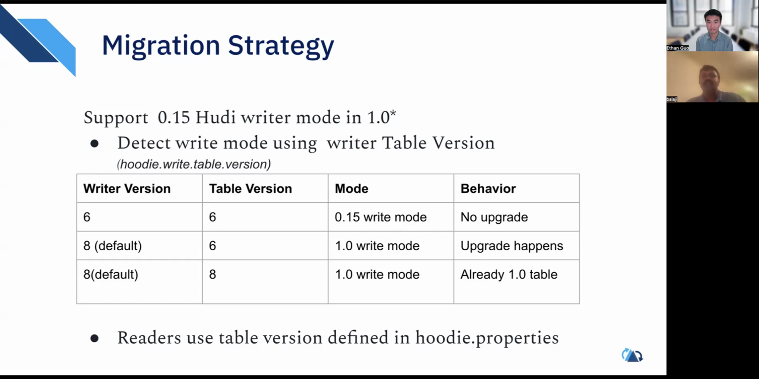Now, if you want to do an upgrade, the writer side will set this new table version config to 8 to force the upgrade to 1.0. This means that the storage format of the data gets upgraded to the 1.0 version, unlocking all the 1.0 features on the table. Next slide, please.